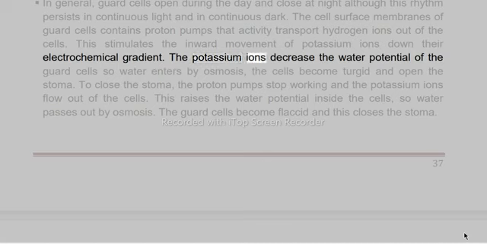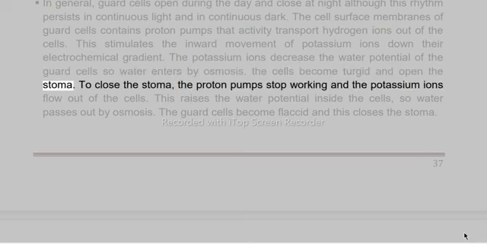The potassium ions decrease the water potential of the guard cells, so water enters by osmosis, the cells become turgid and open the stoma. To close the stoma, the proton pumps stop working and the potassium ions flow out of the cells. This raises the water potential inside the cells, so water passes out by osmosis. The guard cells become flaccid and this closes the stoma.